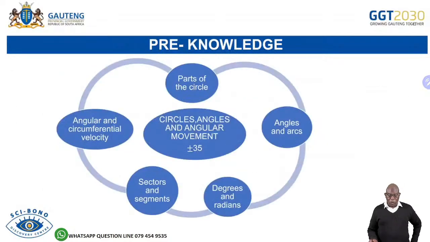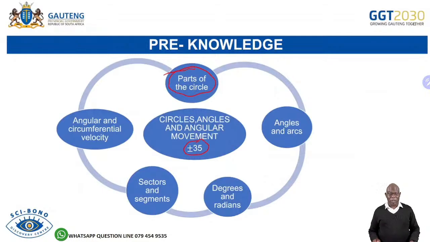Now, what do we need to know here? The parts of the circle. That's one thing that we need to know. We need to understand what is a diameter, what is the arc of the circle, what is a sector, what is a segment. All this we need to understand. The topic there is plus minus 30 to 35 marks.